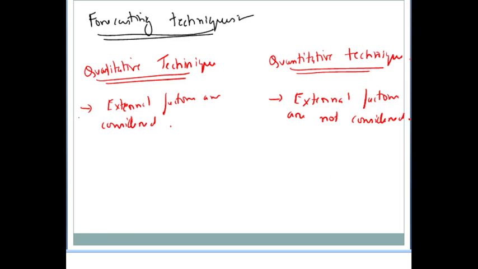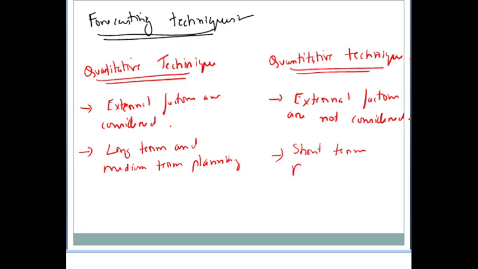Now the next important thing is what will happen in case of qualitative technique. It is used in case of long term and medium term planning, whereas quantitative techniques are used in case of short term planning. Quantitative technique is only formula based, whereas qualitative technique is not just formula based. Here we will have to consider various other factors as well.